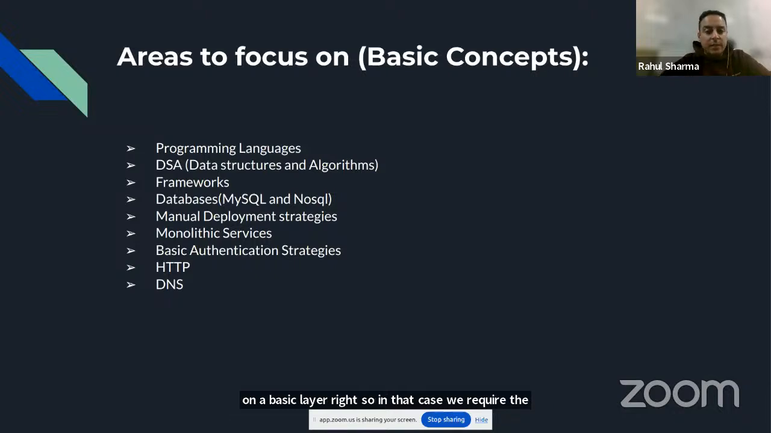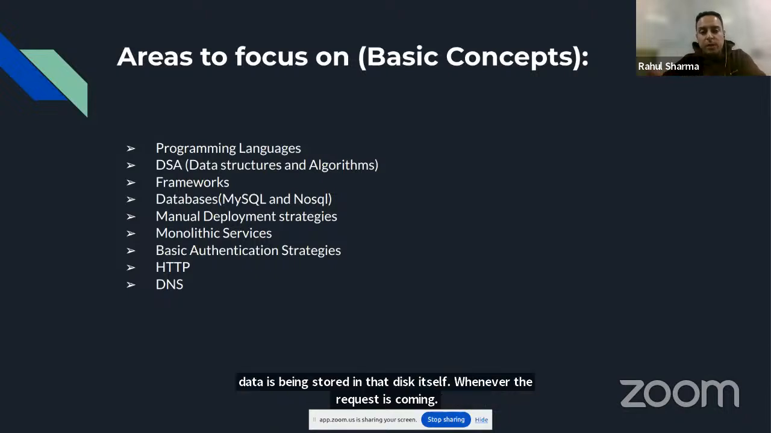Now the next set: whenever a request is coming from a client, we need to interact with the data. Because we can't save all the data at the client layer or the server layer, we require some kind of mechanism where we can store the data and serve it to the client from there itself. That is the persistent layer, where data is stored on the disk itself. Whenever a request comes, we pull the data from the database and serve it to the client.